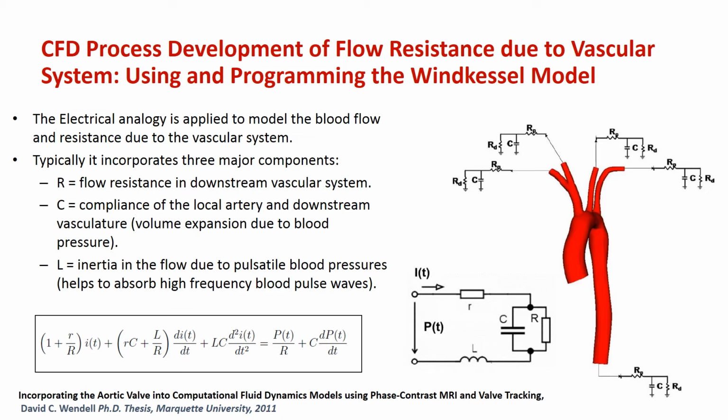CFD process development of flow resistance due to the vascular system using and programming the Windkessel model. The electrical analogy is applied to model the blood flow and resistance due to the vascular system. This method is used to include the effects of the downstream vascular system without creating a 3D CFD model of the entire downstream vascular system. Typically, it incorporates three major components which are shown below.